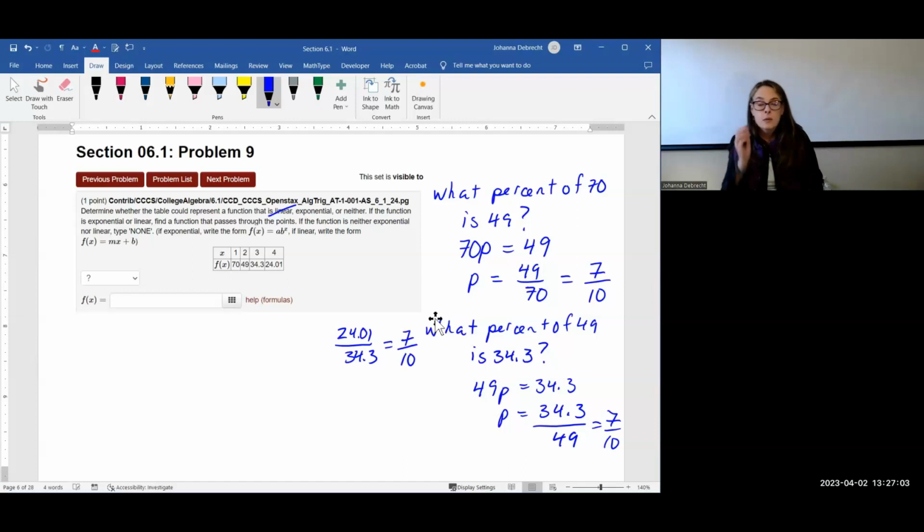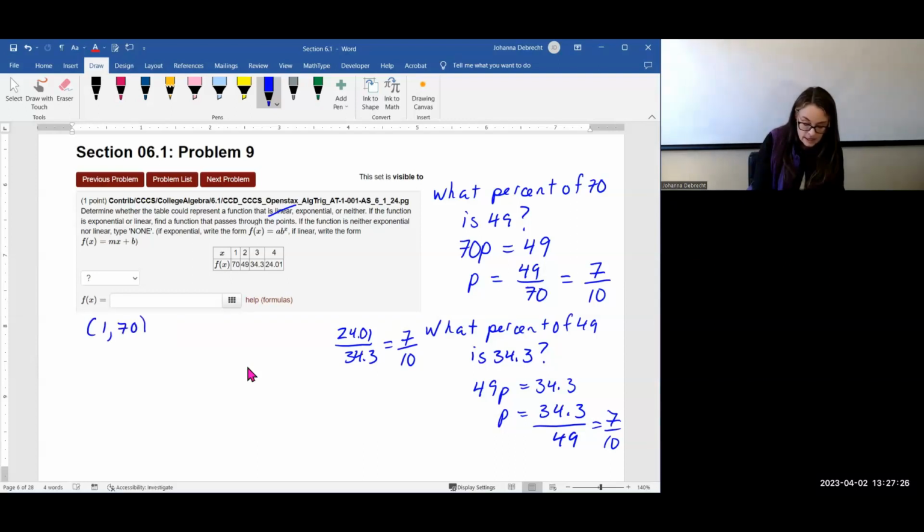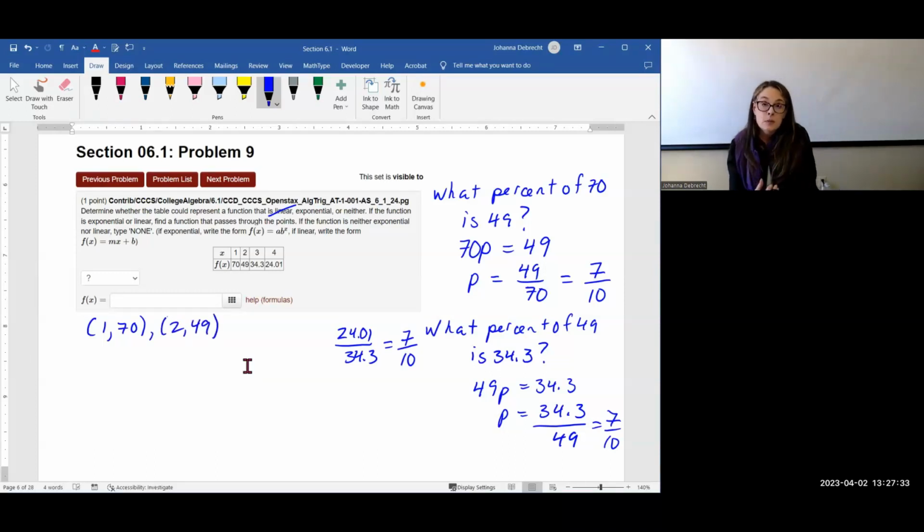That means that we have a base of 7/10. That's what's being multiplied each time, all right? And we don't know the initial value because we don't have the x equal to 0. So we don't know what the initial value is, but we know our b is 7/10. Again, you can go ahead and take the values. I would probably use the 1 and the 70, and I would use the 2 and the 49.